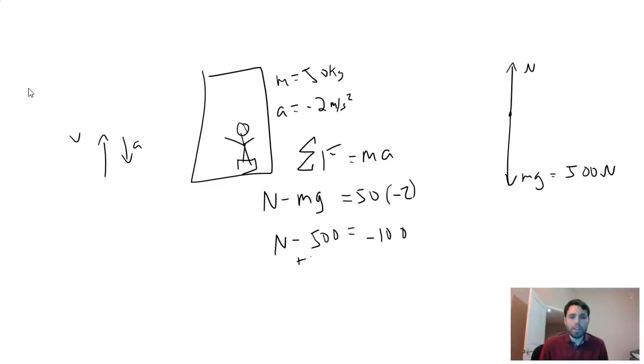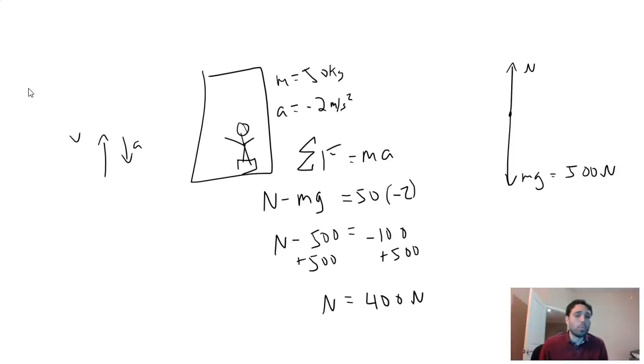So we're going to add 500 to both sides again, like I did last time. Except now we're going to see that our normal force is no longer bigger than our weight. It is now less than the weight. It's 400 newtons. All right, so what this is telling us is that when the acceleration is down, our normal force, the scale, is going to read less than our own weight.